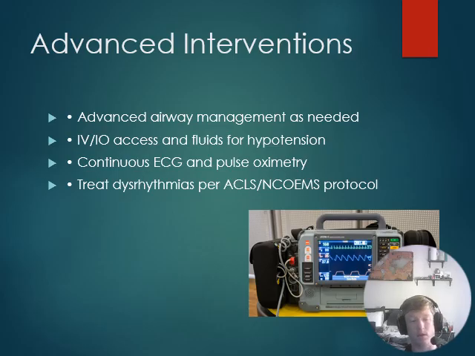Some of the advanced interventions, this is for ALS practitioners, would be advanced airway management as needed. Again, focus very heavily on that as needed. These overdose patients are not people that we should be dropping ET tubes in consistently unless it is warranted in the situation. IV or IO access and fluids for hypotension if that is present. ECG and pulse oximetry monitoring as warranted, just due to the hypoxia and the strain that puts on the heart. Sometimes the heart can kind of throw a fit about it.